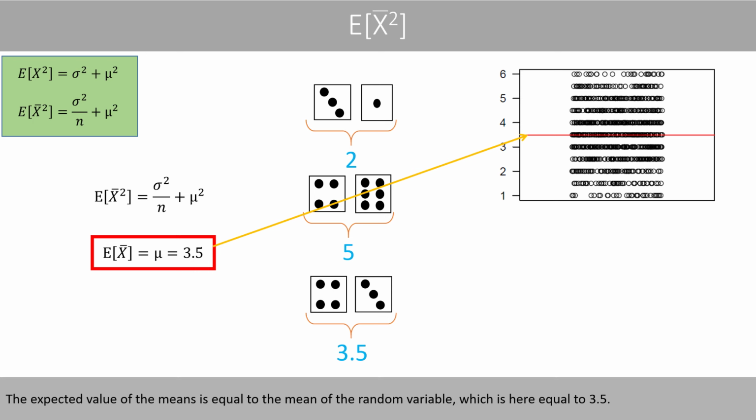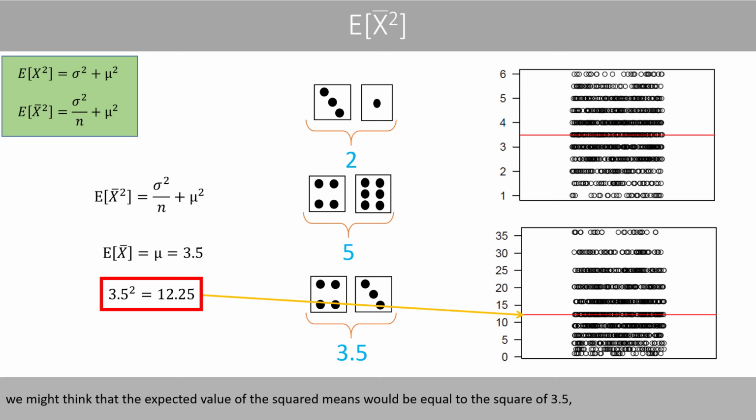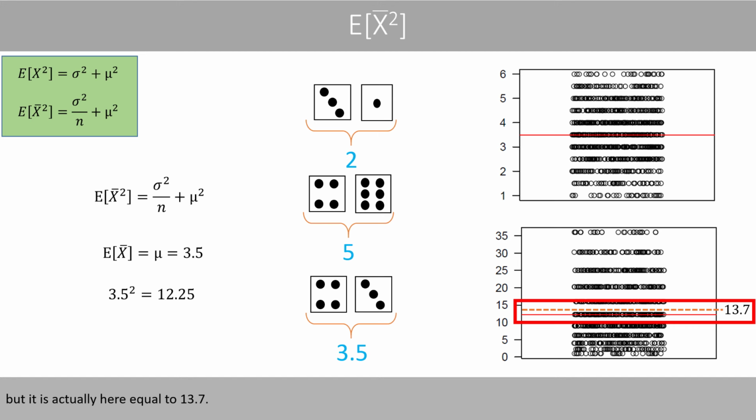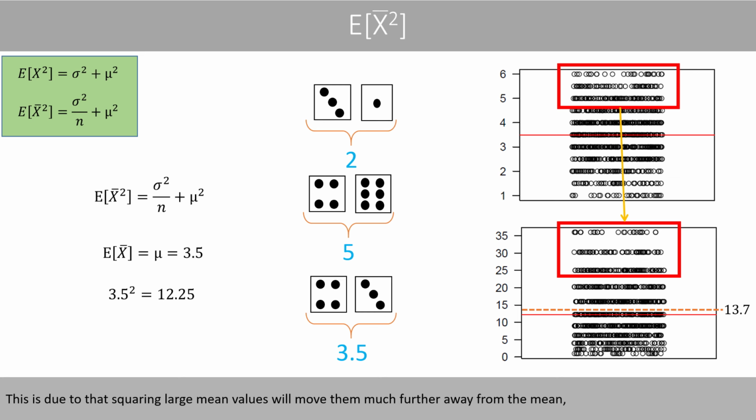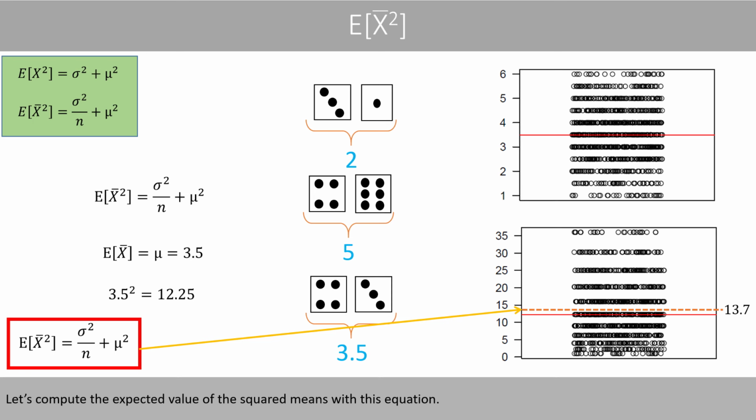The expected value of the means is equal to the mean of the random variable, which is here equal to 3.5. However, if we would square these mean values, we might think that the expected value of the squared means would be equal to the square of 3.5, but it is actually here equal to 13.7. This is due to that squaring large mean values will move them further away from the mean, compared to squaring low values. Let's compute the expected value of the squared means with this equation.